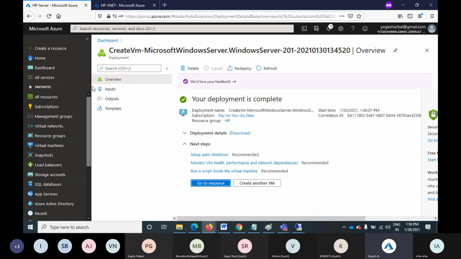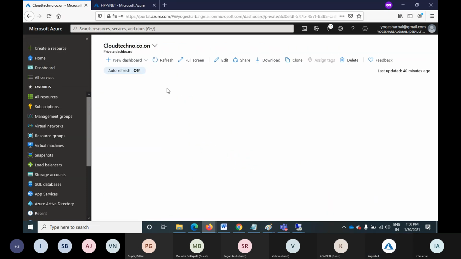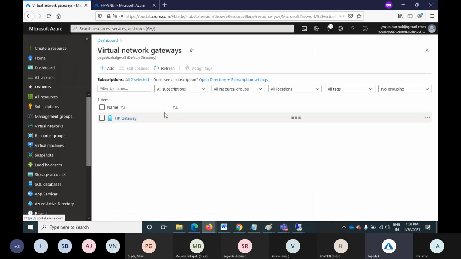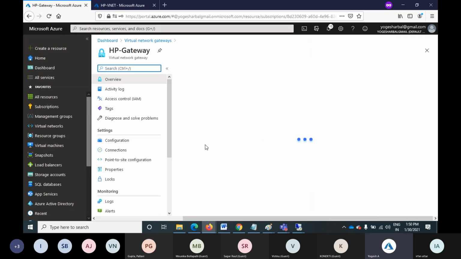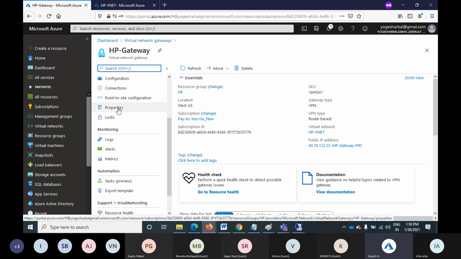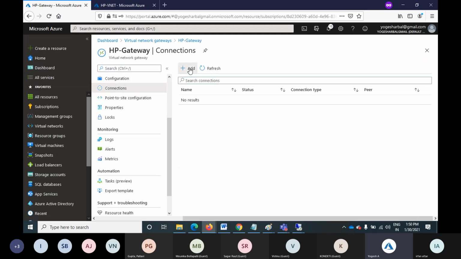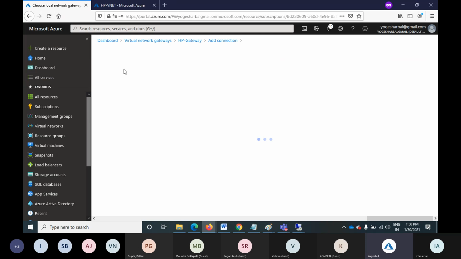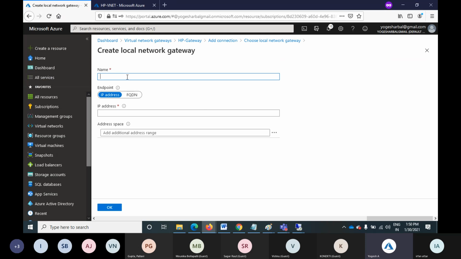Okay, and now let's create a connection. Go to VPN gateway, HP gateway. Go to connections and create a connection, HP to IBM. HP to IBM, site to site. Local network gateway. So now here we need to provide the details of IBM.